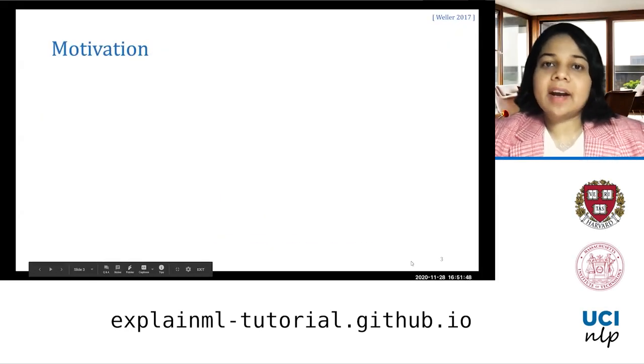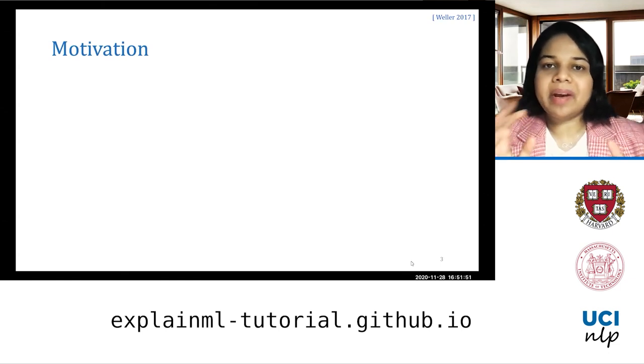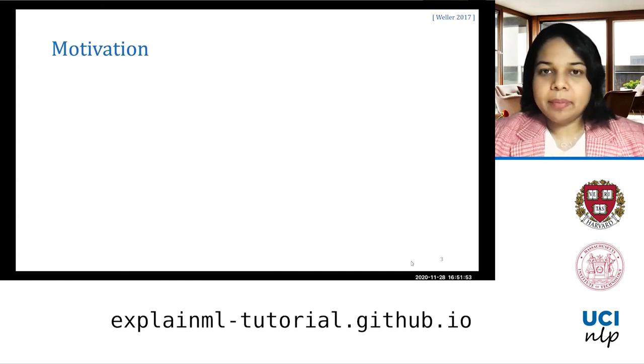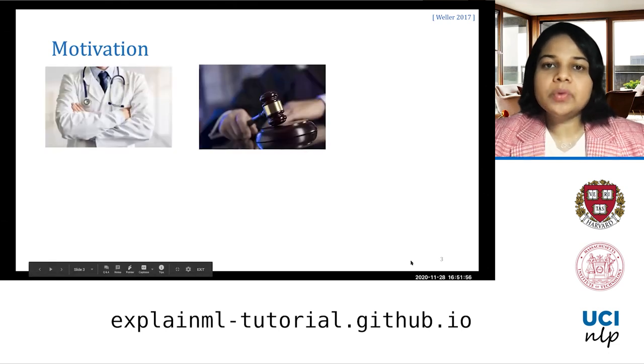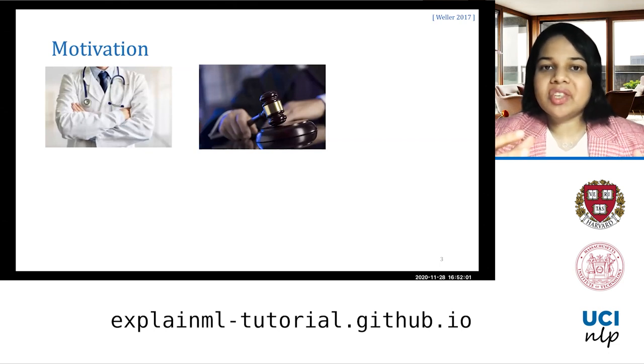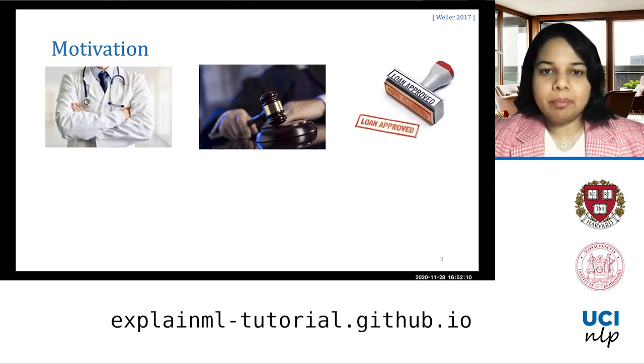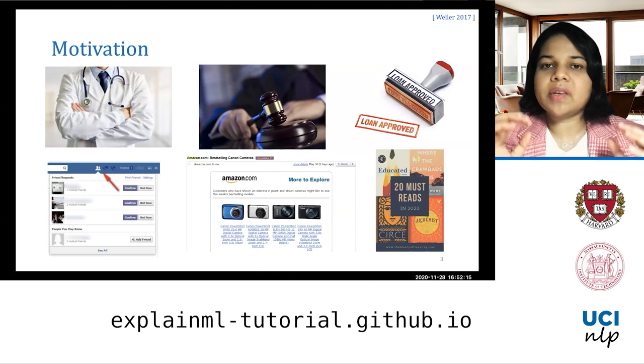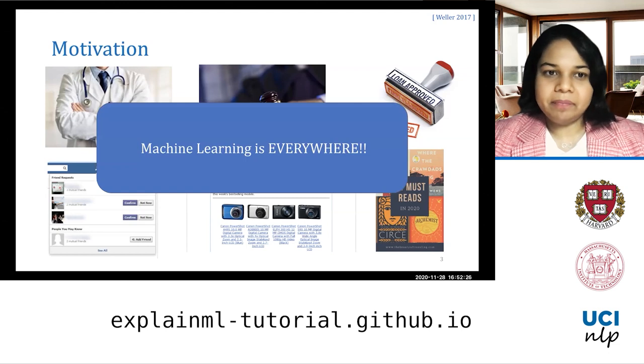Machine learning models are being increasingly employed in a variety of real-world settings. For example, machine learning models are being used to assist decision makers like doctors and judges in domains like criminal justice and healthcare. They're also being used to determine which applicants actually get their loans approved. In addition, machine learning models are powering recommender systems across a variety of popular platforms, including Facebook, Amazon, Goodreads, and many, many more. So basically, machine learning is everywhere today.